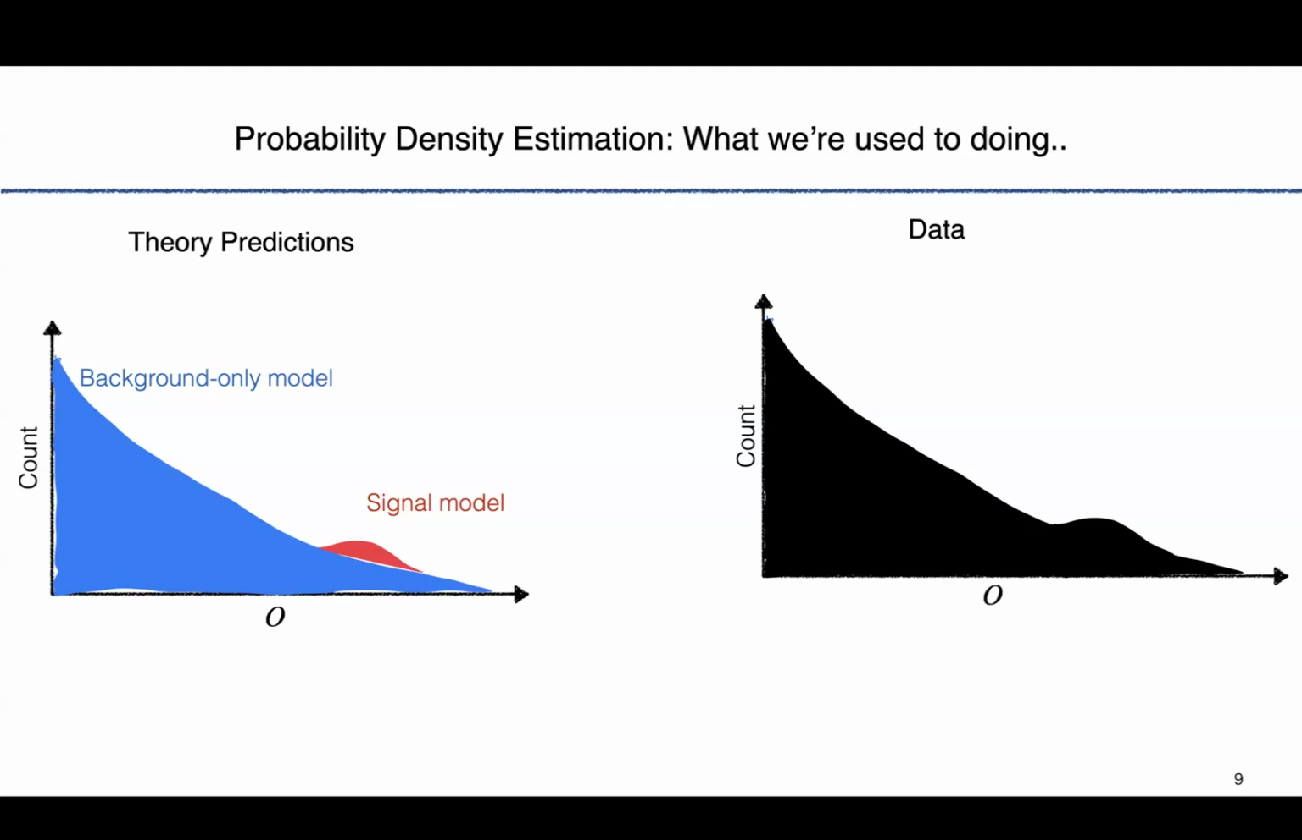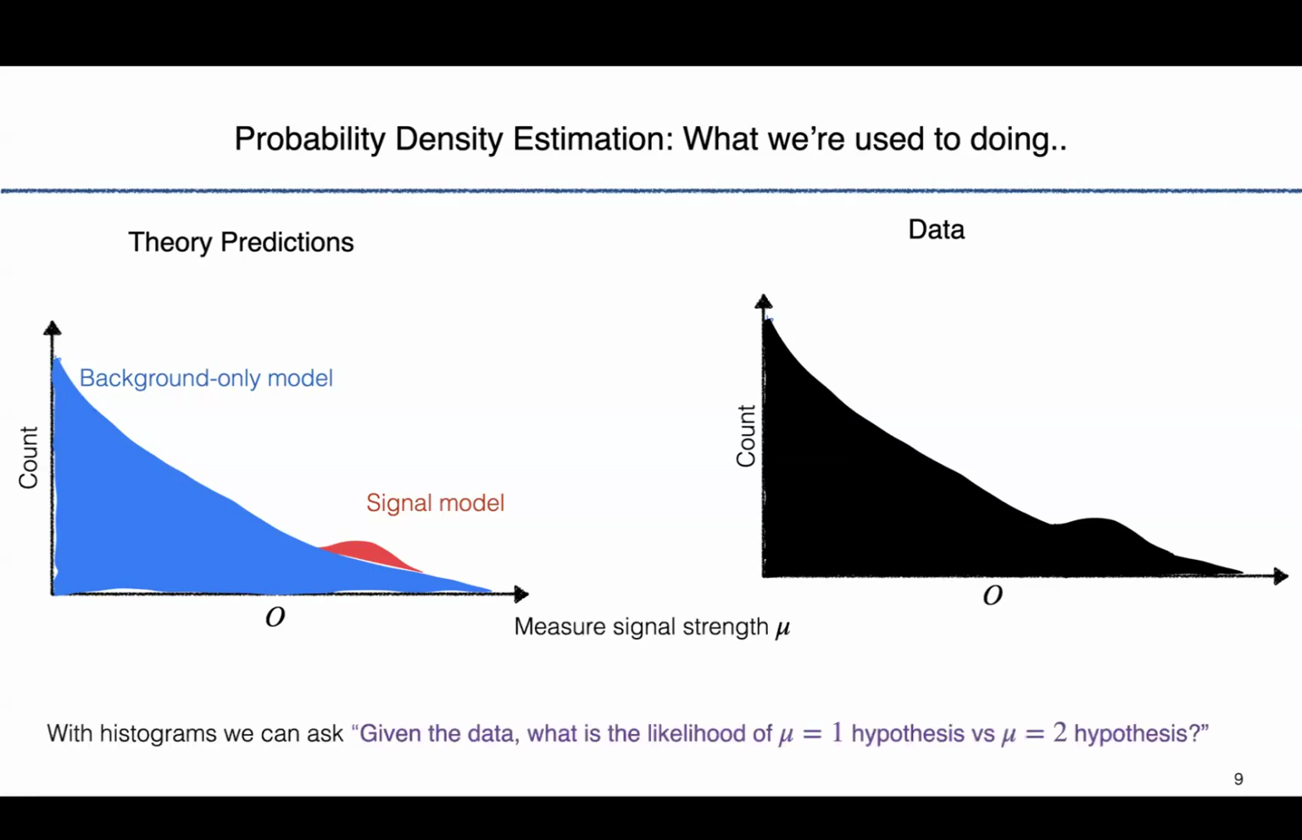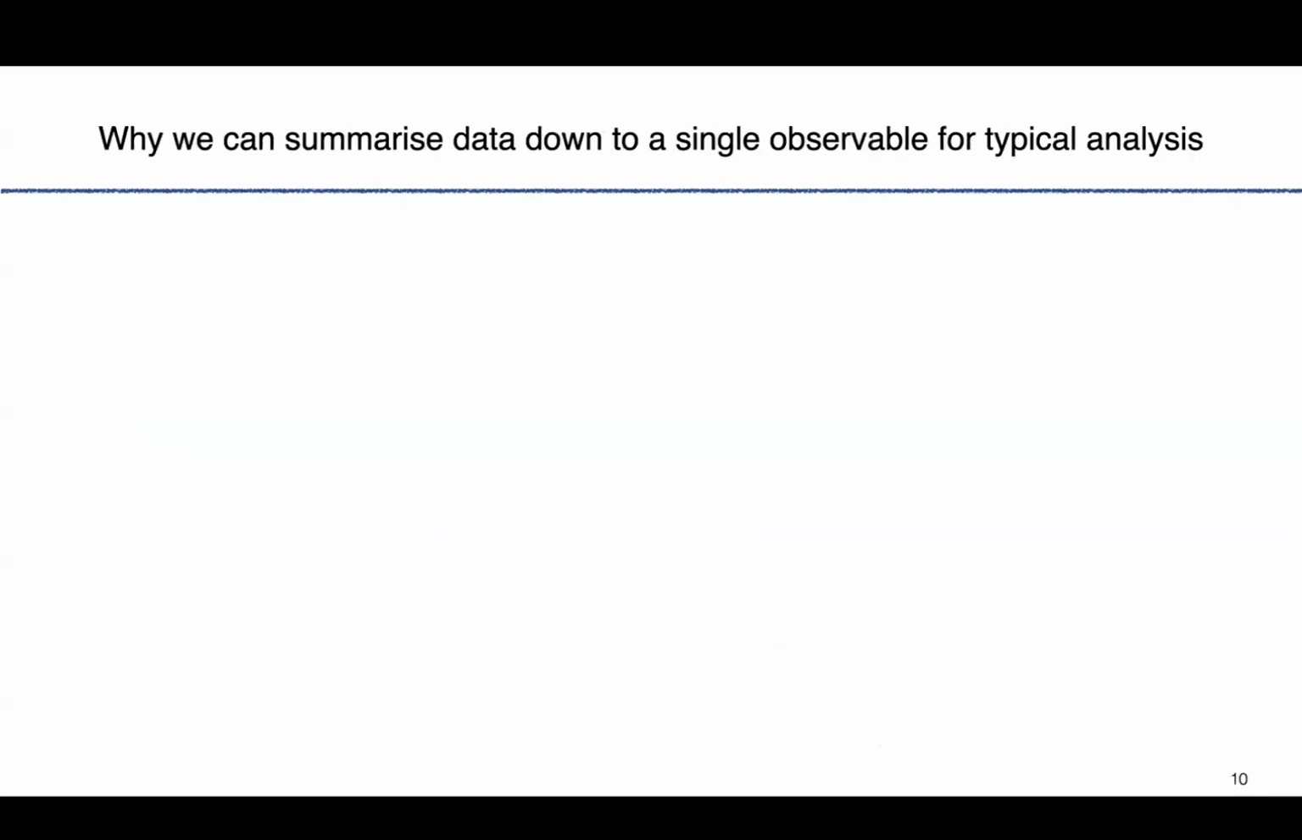Of course, the data is not labeled, but you can compare the data to your simulations to try to measure some parameters. Let's say the most typical one is a signal strength measurement, which scales the overall normalization of the signal, right? So maybe mu equals 1 is your standard model prediction, and then you're trying to constrain the value of mu. So you're asking the question, what value of mu is most consistent with the data that I see? Right? This is the kind of analysis they're very used to doing at the LHC for a long time.